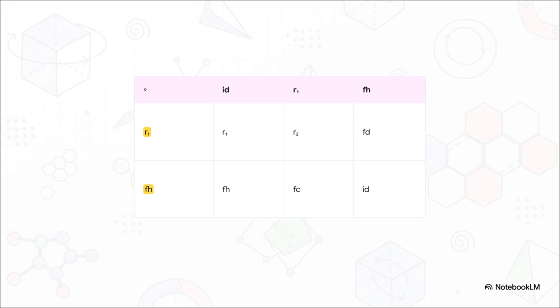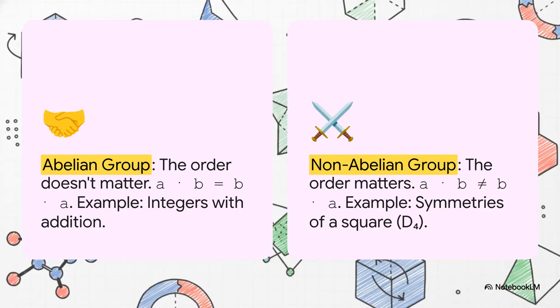But, and this is a huge but, what if we did it in the other order? A rotation first, then the flip. We get a flip across the main diagonal. We got a different answer, and that little detail is unbelievably important. And this brings us to a massive fork in the road.